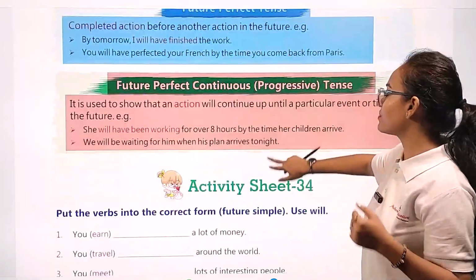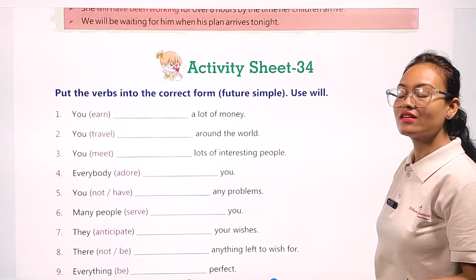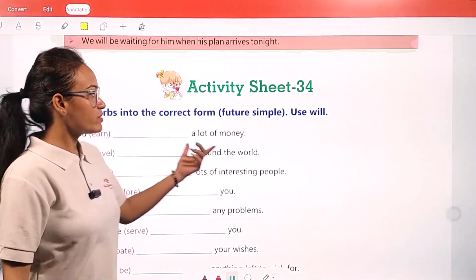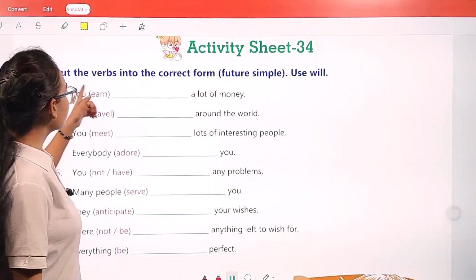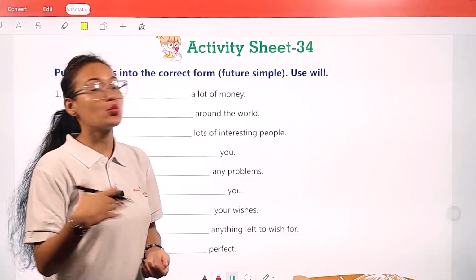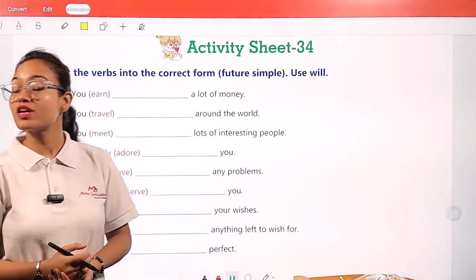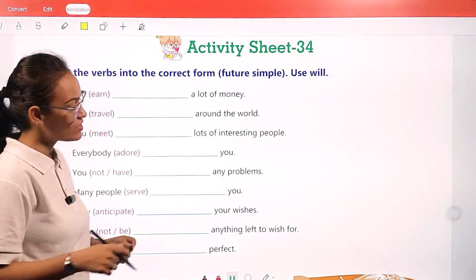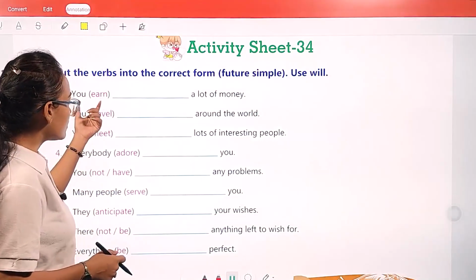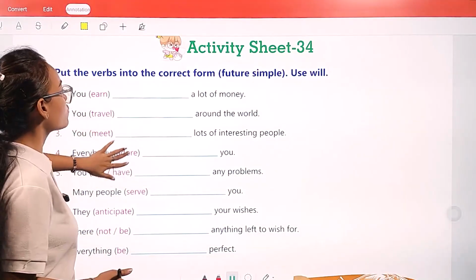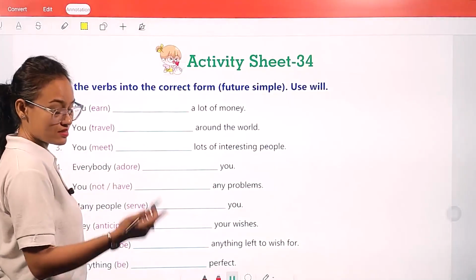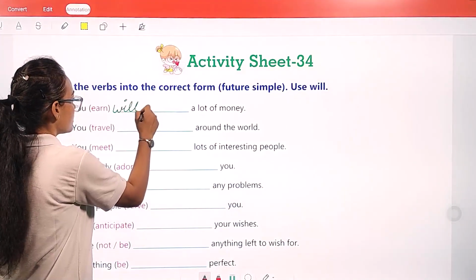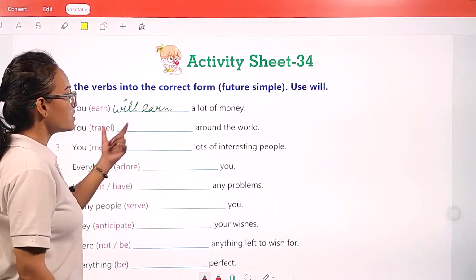Now come with me and let's complete activity sheet number 34 and the other activities which are totally based on future tense. In activity sheet number 34: put the verbs into the correct form, future simple, will. In this fill in the blanks, we are going to fill only simple future tense using one word, will. You earn dash a lot of money. So while using will, we complete the sentence like this: we will earn a lot of money.